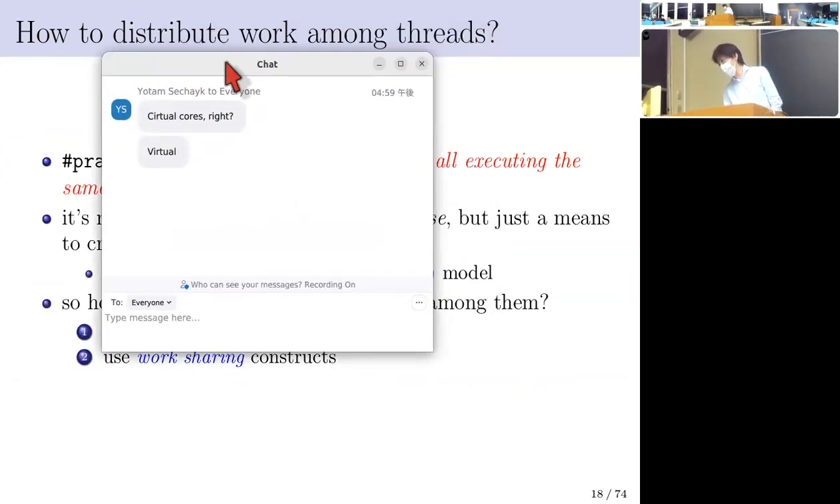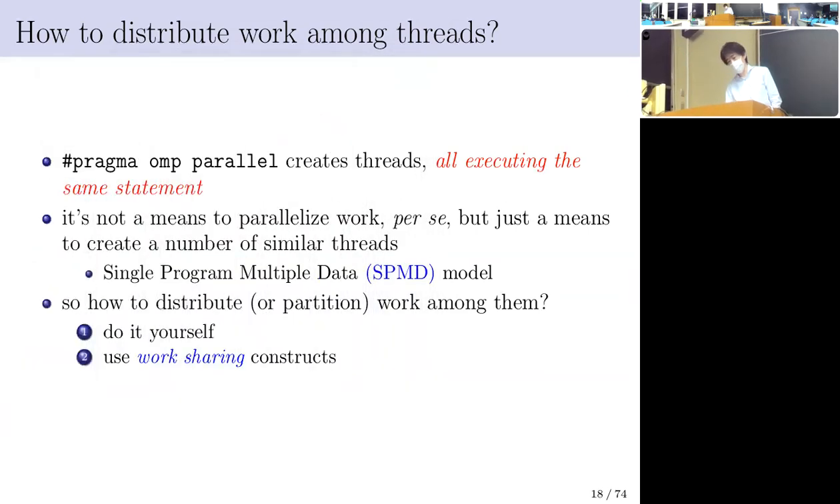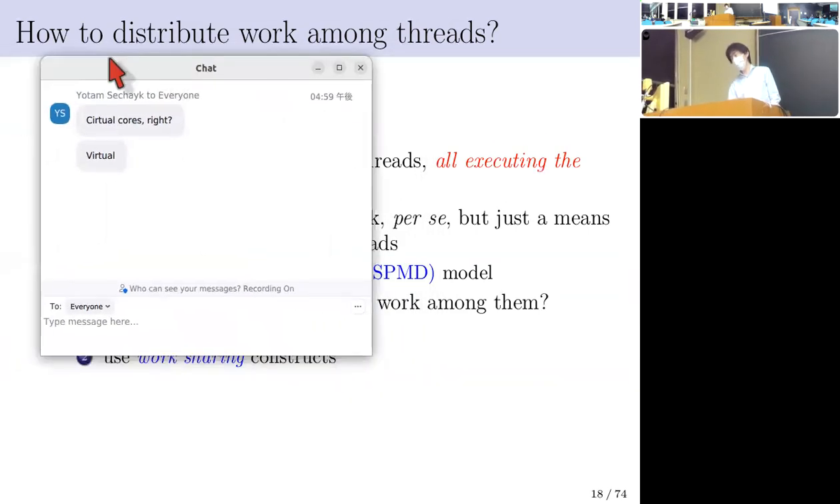Virtual cores, right? Yes, basically virtual cores. So it actually depends. Sometimes you want to limit the number of OpenMP threads to the number of physical cores. It somewhat depends on what each thread actually does. If each thread has enough internal or instruction level parallelism, there's no point in going beyond the number of physical cores.